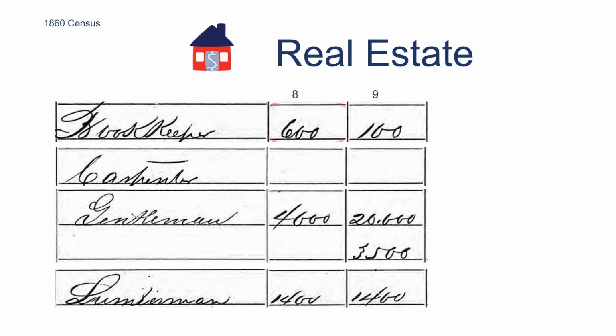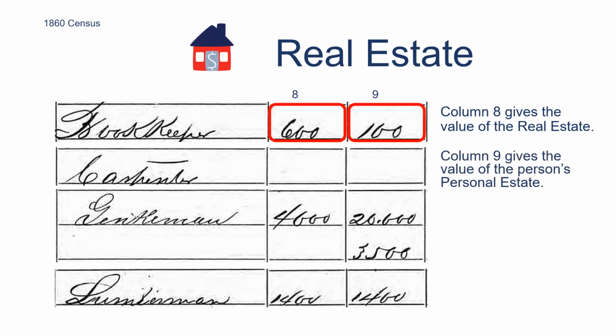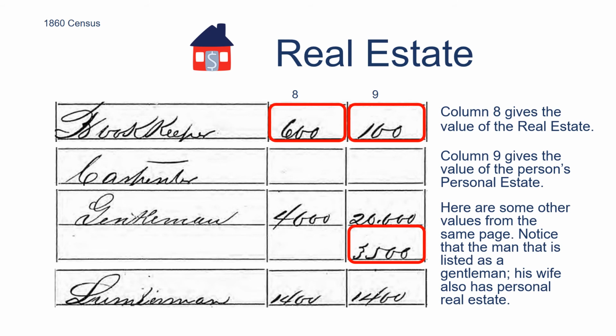Real estate. Column 8 gives the value of the real estate. Column 9 gives the value of the person's personal estate. Here are some other values from the same page. Notice that the man that is listed as a gentleman, his wife also has personal real estate.